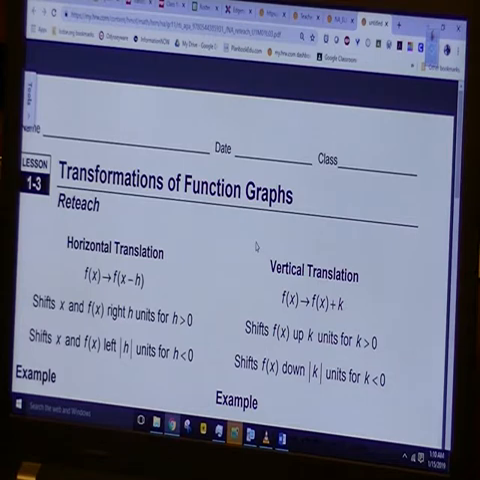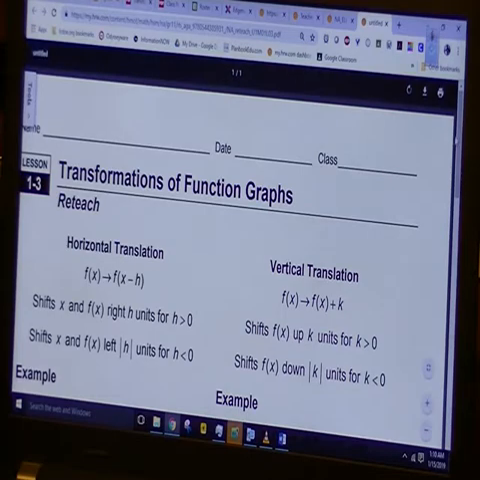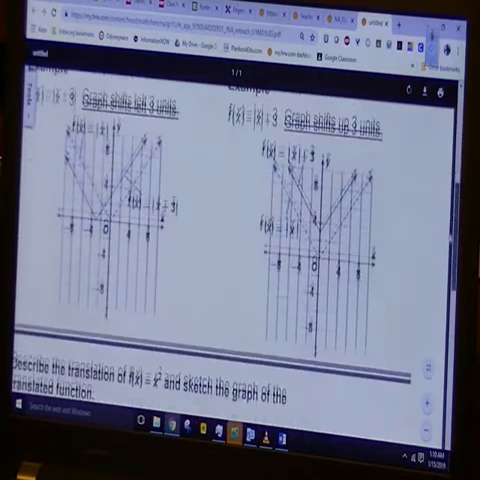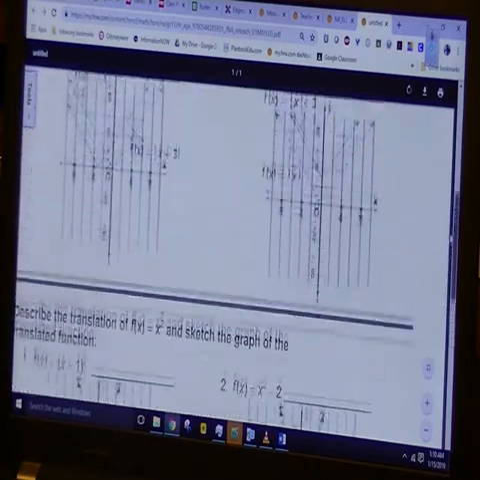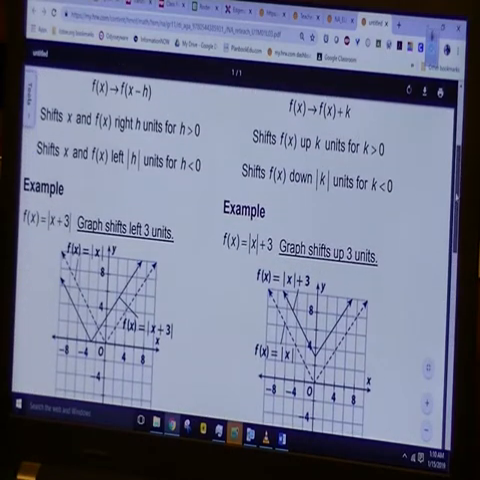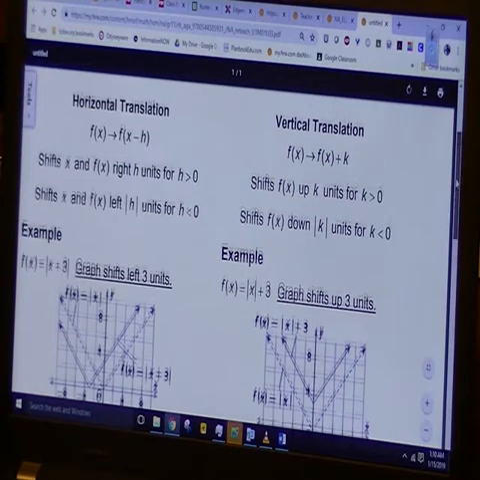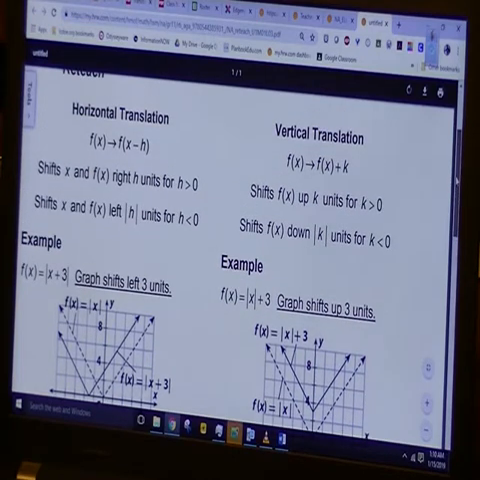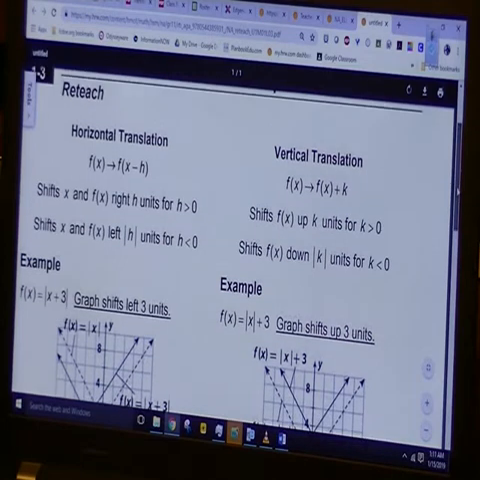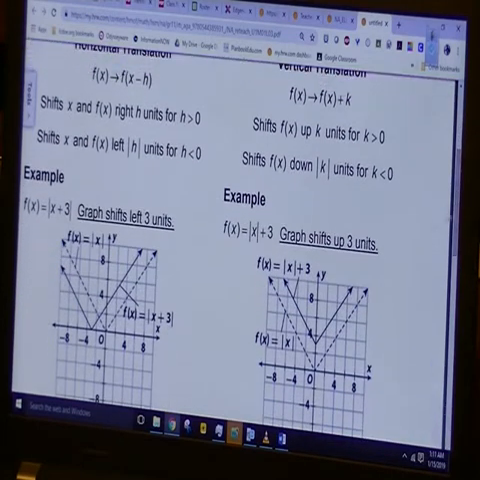We're on the back side of that first worksheet about transformation of functions on the reteach, and let's see if this is going to work okay. I think we were right here, looking at this guy. This is an absolute value function.